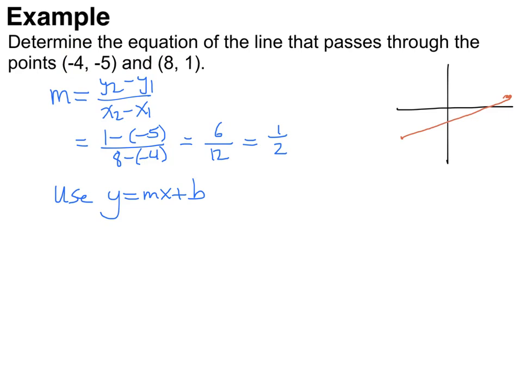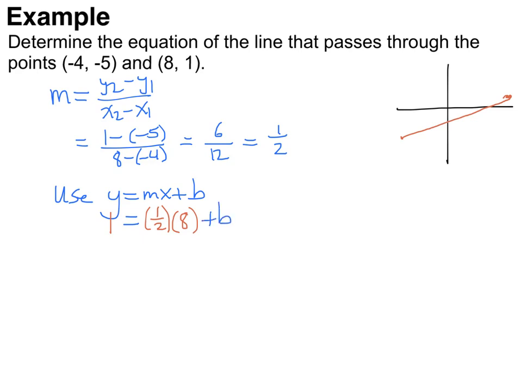So it doesn't matter which point you choose. I'm going to choose (8, 1) just because they're not negative numbers, and I really don't want to deal with negative numbers. So for y, we're going to replace it with the y coordinate of that point, which is 1. So I'm going to write 1 equals m, which is our slope of 1/2. So we're going to write 1/2. For x, we're going to choose the x coordinate of that point. So we're going to write there, for x, we're going to write 8, and then plus b.